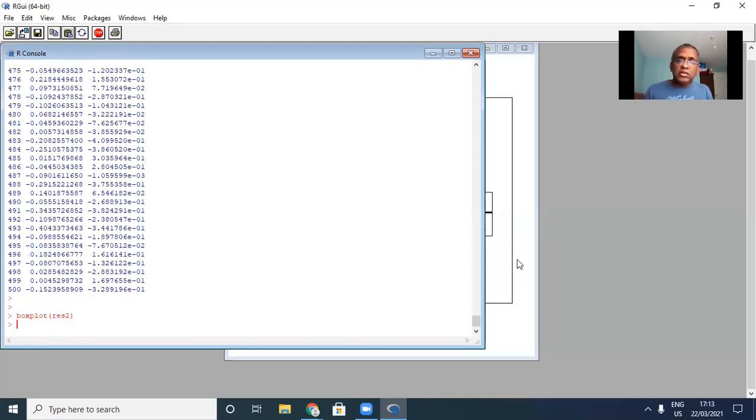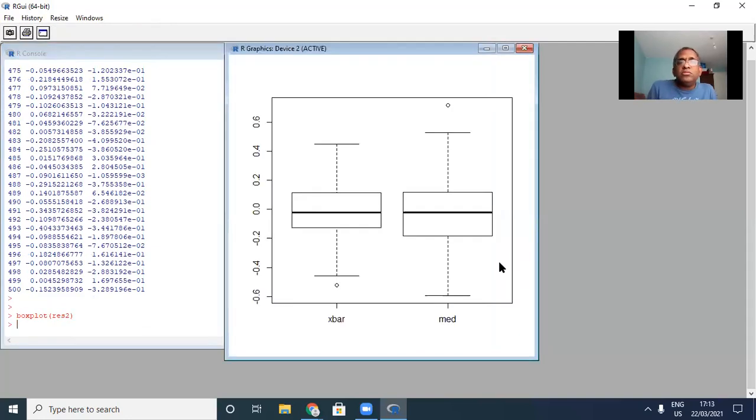This is what you will see. Both of them are pretty symmetric, as you would expect. There's little difference between the two, although you can say that the sample mean has a smaller variability compared to the sample median. It's only slightly smaller compared to the sample median.